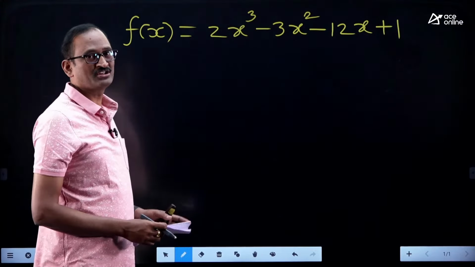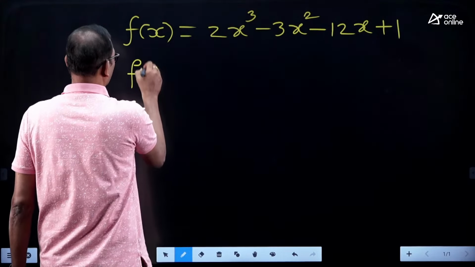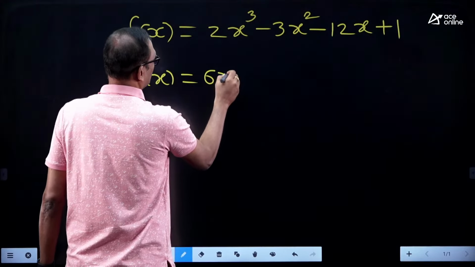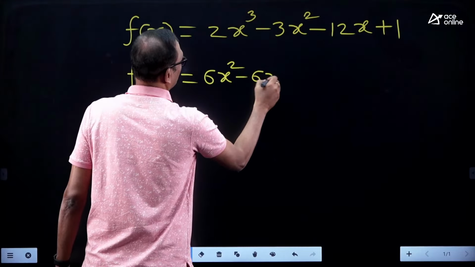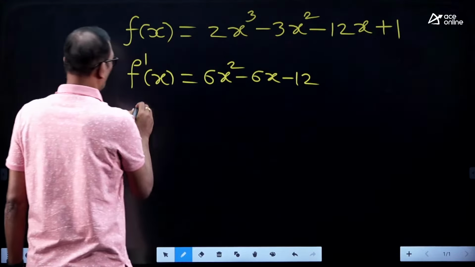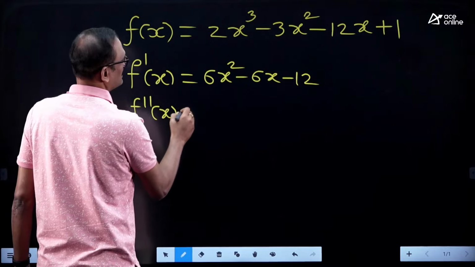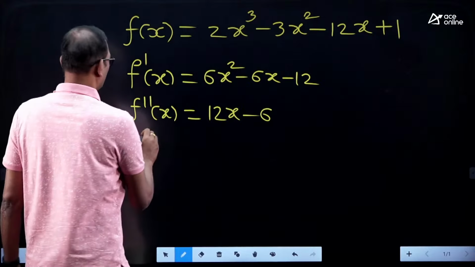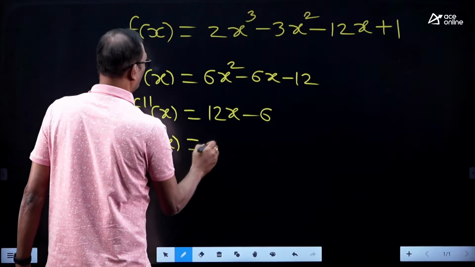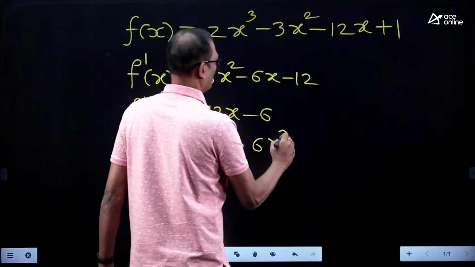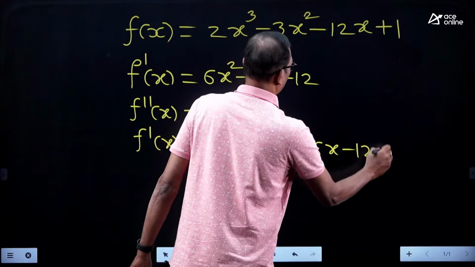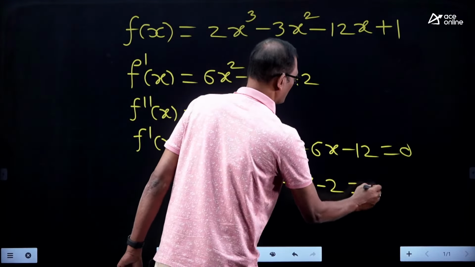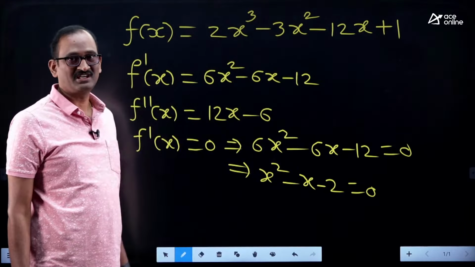So, regarding local maxima or minima, first of all you have to find f dash x. So, f dash x is x cube derivative 3x square into 2, that would be 6x square minus 3 into 2x, that is 6x minus 12. So, obviously f double derivative of x is only 12x minus 6. So, in order to get the stationary points, first derivative is equated to 0, so that it becomes 6x square minus 6x minus 12 equal to 0. So, from this x square minus x minus 2 equal to 0, what are the values of x satisfying this equation?